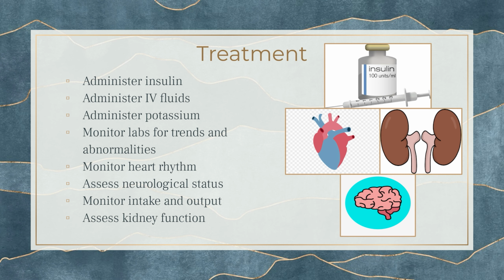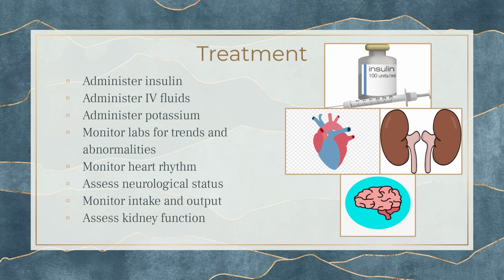Nurses will also administer potassium. Administration of potassium can be provided even when the level is within the normal range of 3.5 to 5. This is because the level may drop quickly when fluids and insulin are administered. Administration of phosphates, magnesium, and calcium can also be provided due to a potential imbalance in electrolytes. Nurses will also monitor labs to note any trends and abnormalities.